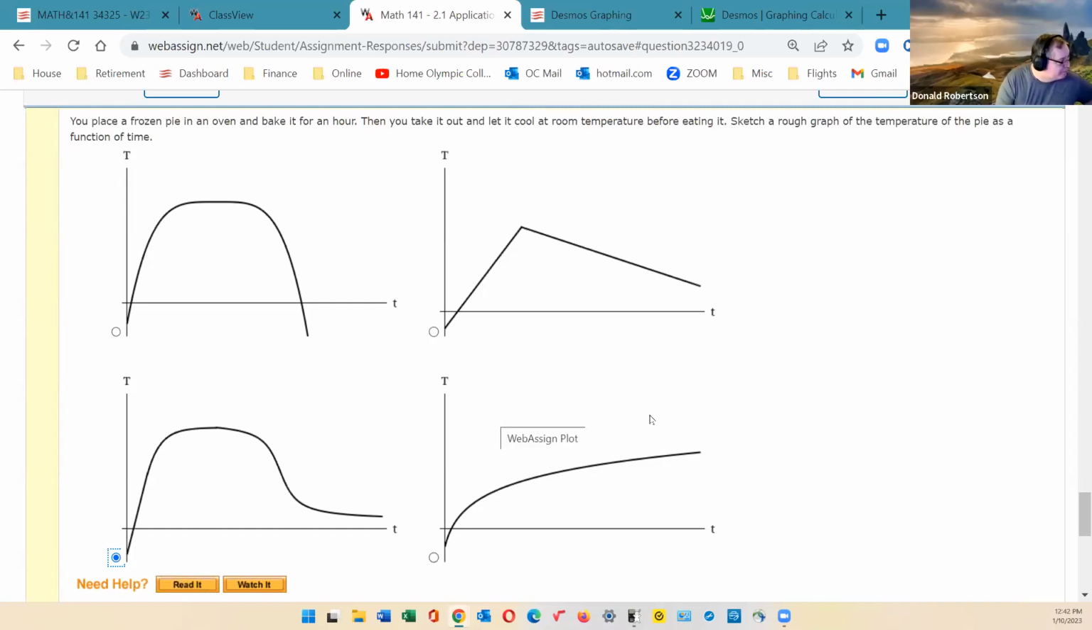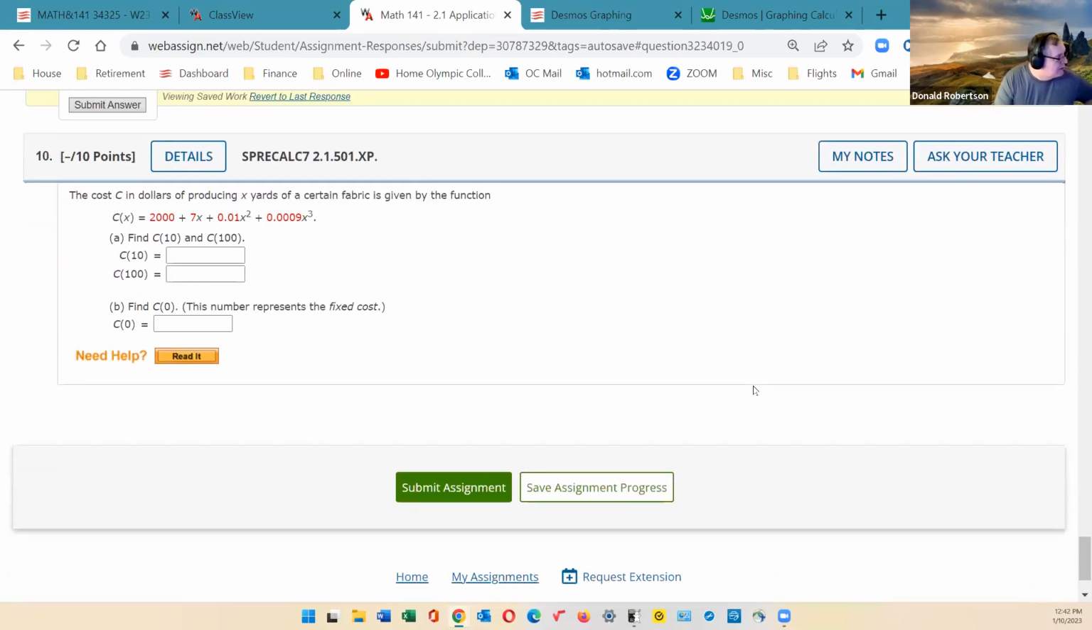There's four guys. And to finish with, I'll write this formula down and we'll kind of work with it. So it's 2000, it's a 7x, it's a 0.01x squared, and it's an even smaller 0.000.